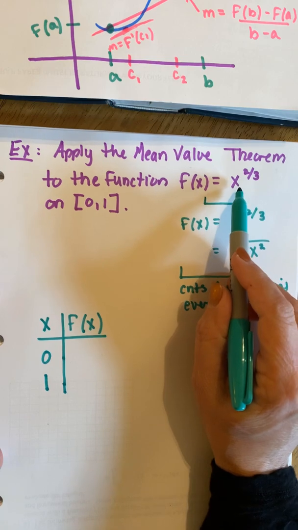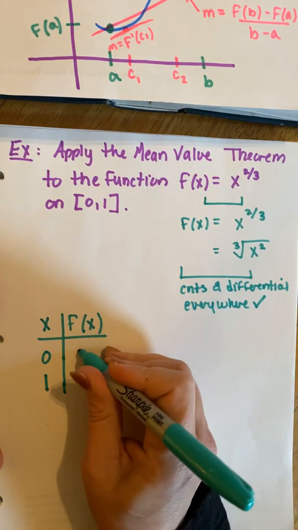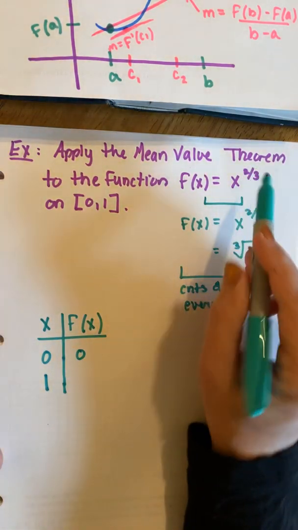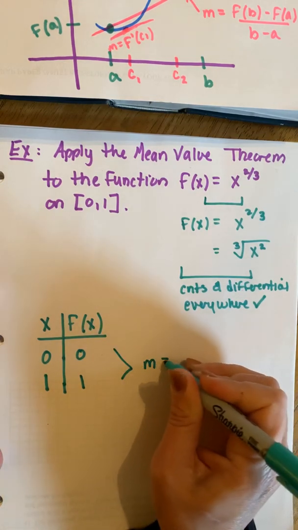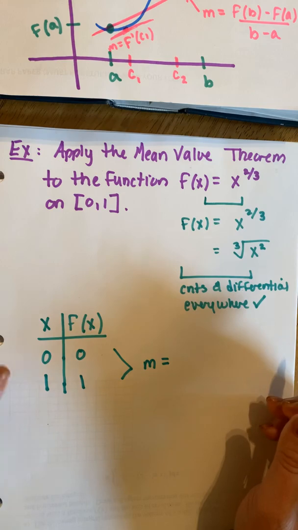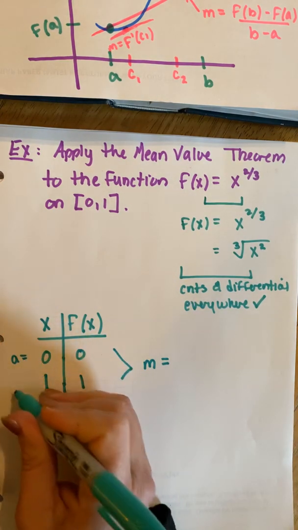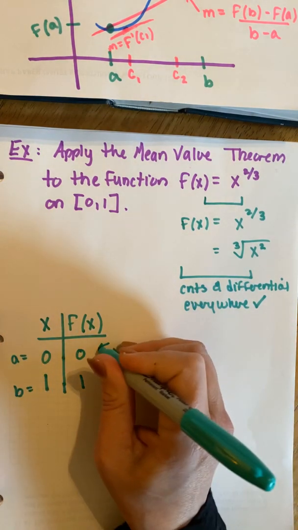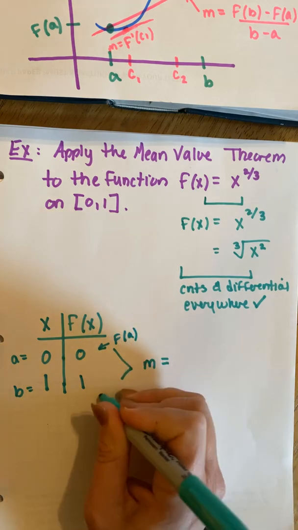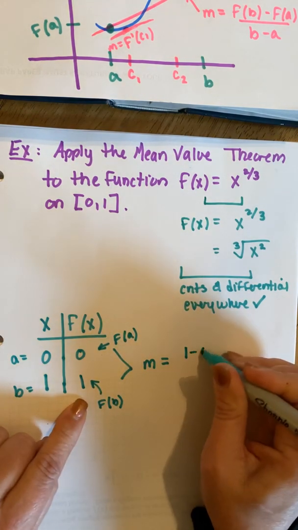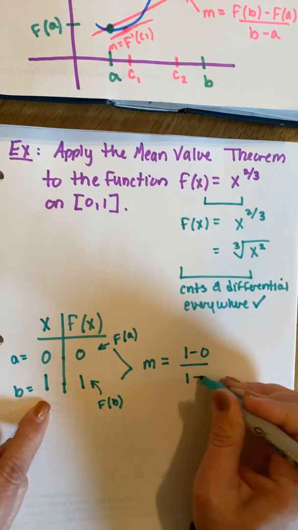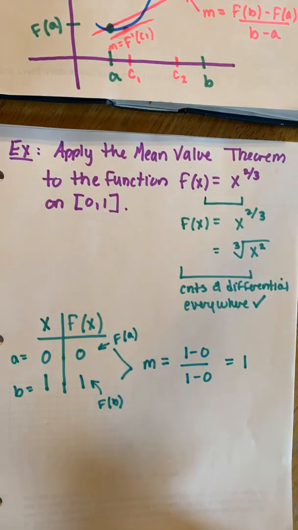So if I stick 0 into the function, x to the 2/3, the output is 0. I stick 1 into the function, 1 to the 2/3 is 1. And then I calculate the slope of the line connecting these points. So this would be A, this would be B, this would be f of A, and this would be f of B. So the slope is the change in y over the change in x. So the slope of the line connecting the endpoints is 1.